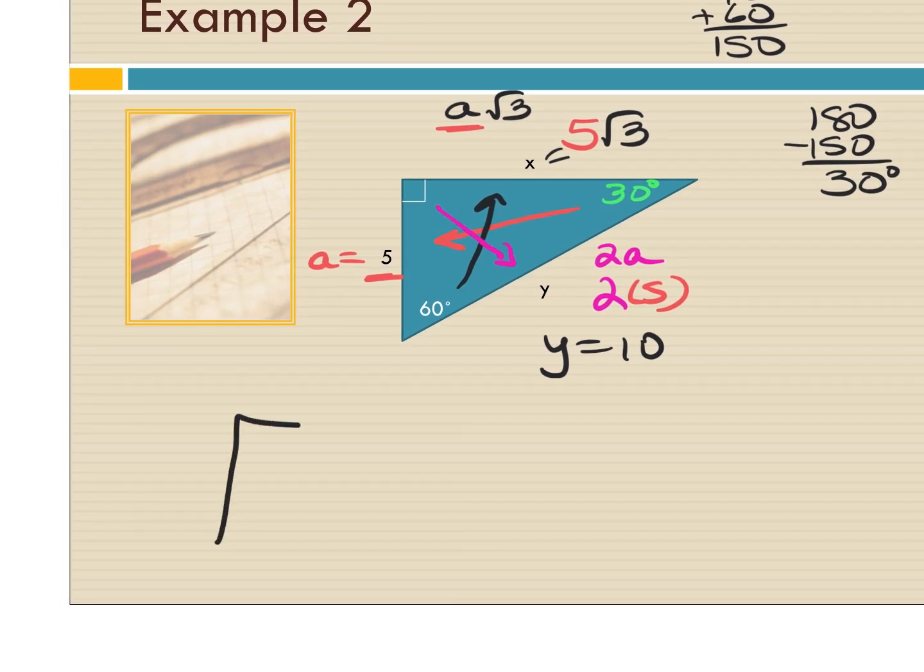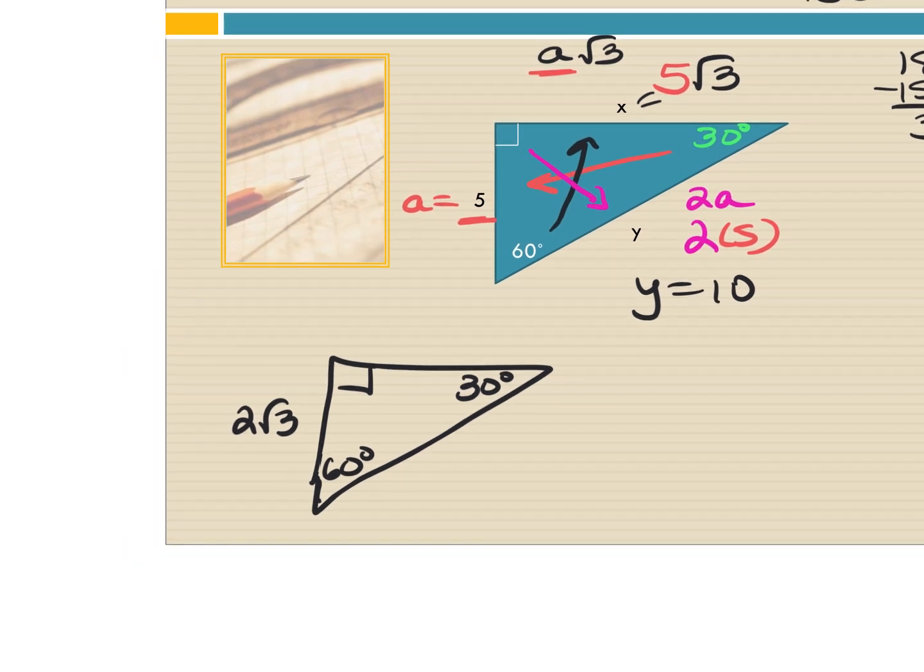So let me draw another triangle here. Sitting the same way, so I'll put a 60 here. It's not always going to be sitting this way. It could be turned up. So let's say this time I give you that the length of this side is 2 square root 3. Now, what you need to recognize is that this side across from the 30 is A. The side across from the 60 is supposed to be A square root 3. And the side across from the 90, 2 times A.